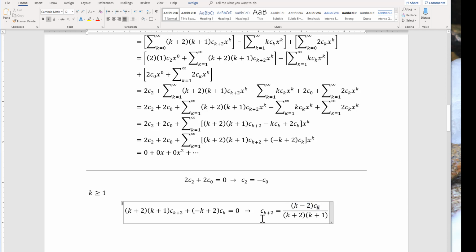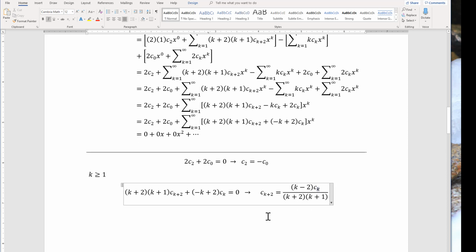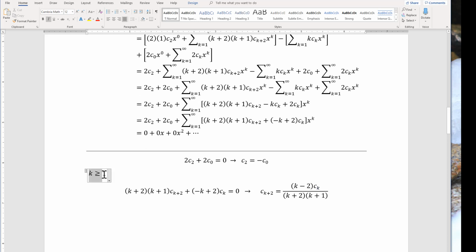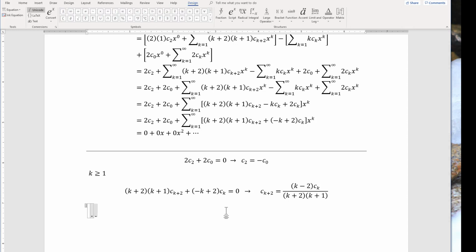So here we have our relationship for c sub k plus 2, and this is going to work when k is bigger than or equal to 1. So what we can do is try to figure out how this is going to look for each of them. We'll start off with k equals 1, because that's our starting point.